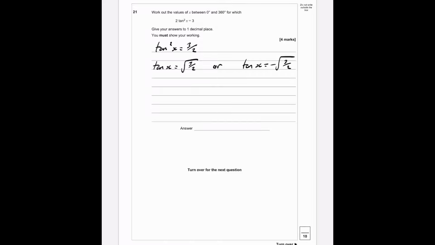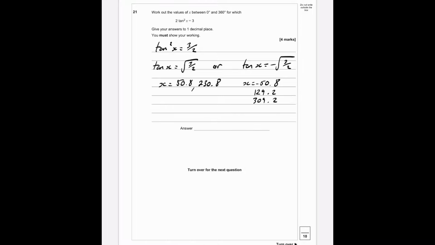For the positive one, doing inverse tan of the square root of 3 over 2 gives me an x value of 50.8 degrees. With tan, up to you how you calculate the others. Adding 180 degrees is the simplest way. So as soon as you have a solution, add 180 degrees to get the next one and keep repeating until you're out of the range.